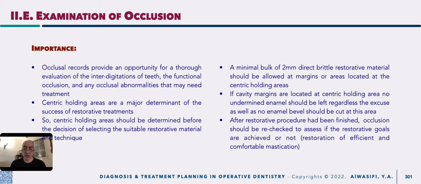Also, you need to check the occlusion after you finish your restorative procedure, okay? Then you check your occlusion before starting your treatment to determine any abnormalities and also to determine the centric holding areas. Centric holding areas mean that you need bulk for direct brittle materials, you need to remove all undermined enamel, and you shouldn't bevel this margin under centric holding areas. After finishing your restoration, you also need to recheck occlusion just to make sure that you have achieved the goals of the restorative treatment, which is the restoration of efficient and comfortable mastication.